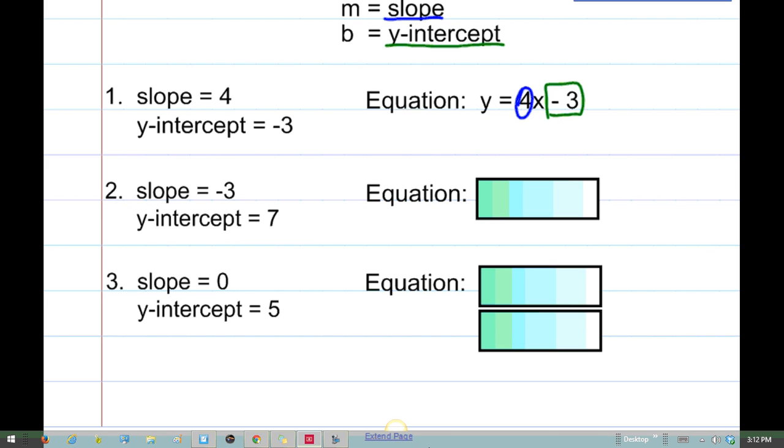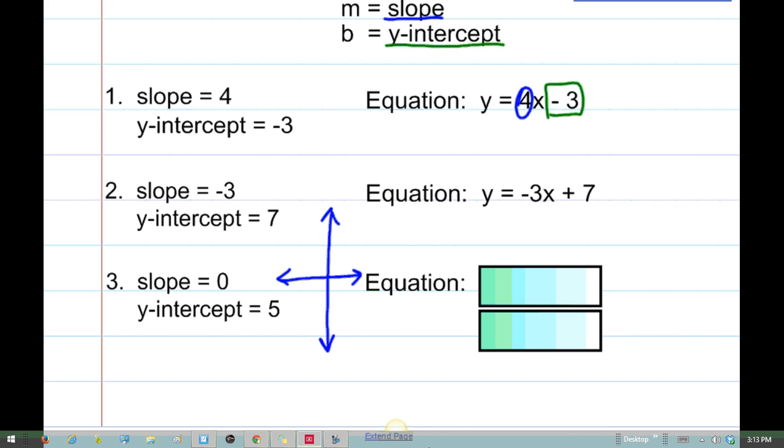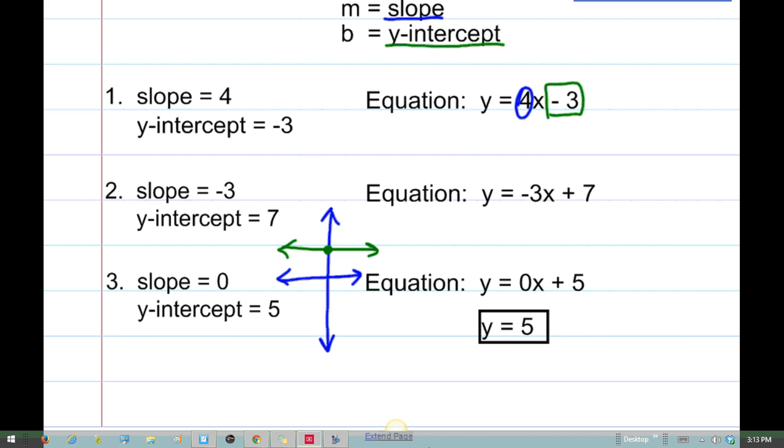Look at number 2. The slope is -3, and the y-intercept is 7. So that equation would be y equals -3x plus 7. And this last one is a little bit challenging. We have to think about what type of lines have a slope of 0. Hopefully you remember that a horizontal line will have a slope of 0. And if that line crosses the y-axis at +5, then the equation of the line would be y equals 5.